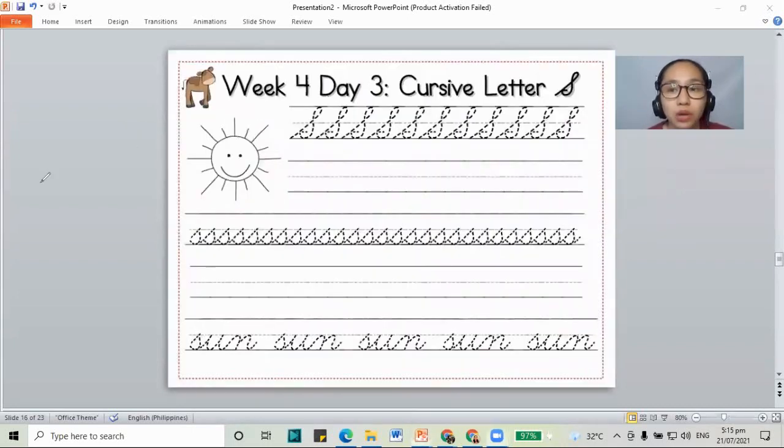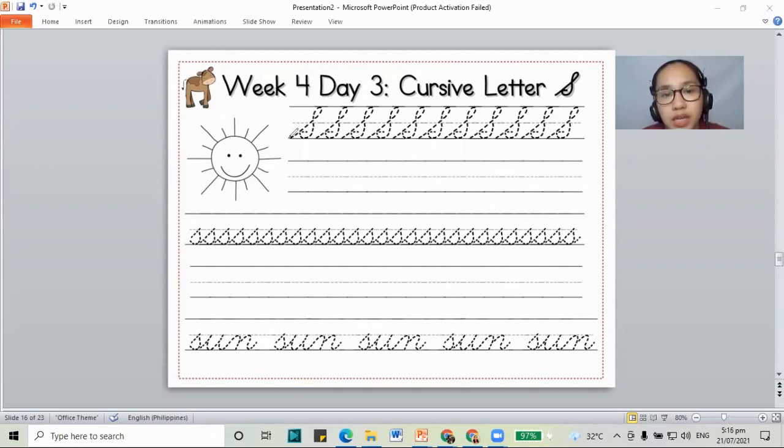Now, how about we practice doing the cursive for letter S? The work that we did a while ago was for yesterday because it was a holiday. I will extend the work, add some more, and this is for today also.